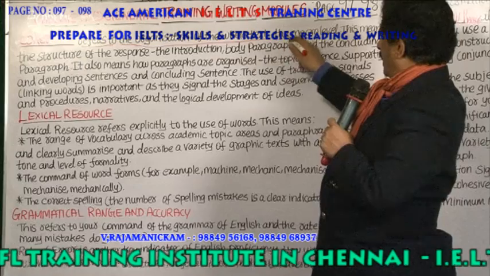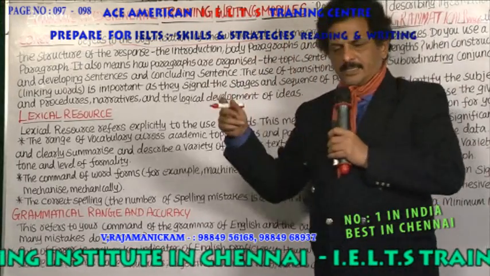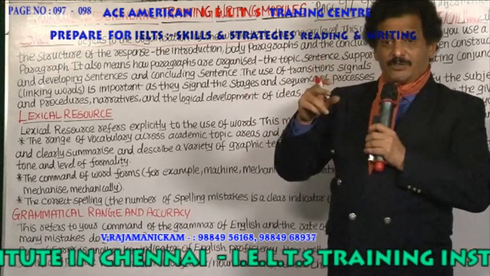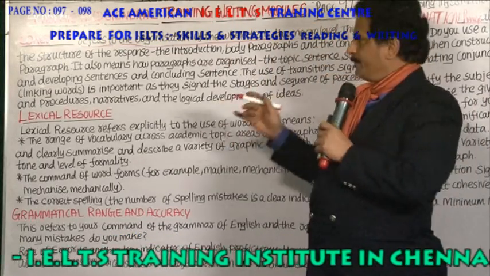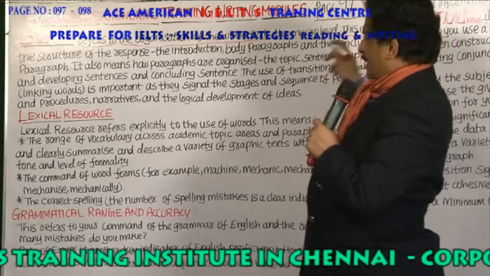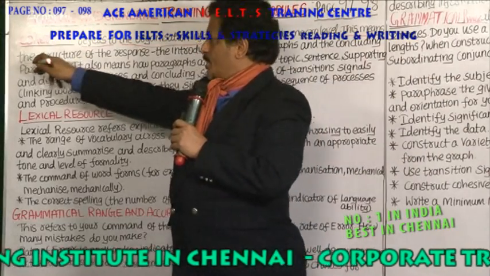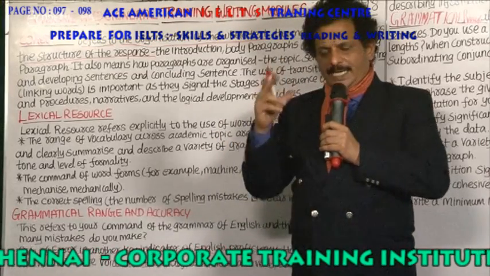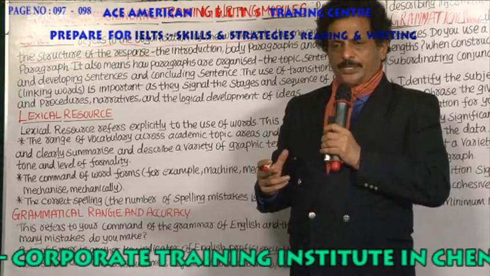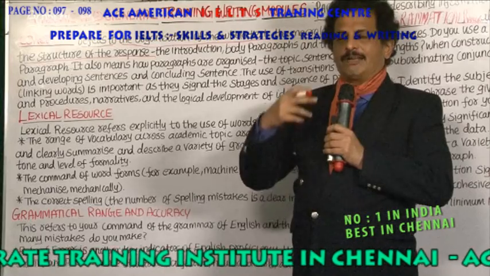The macro level. Earlier cohesion, it is micro level. Coherence, it is a macro level, the entire essay structure. This means the structure of the response. What do you mean by response? Somebody asks you to write in an examination, what you have to do, how do you have to write.